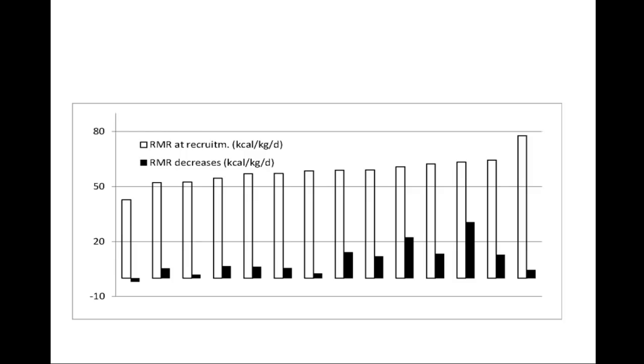Empty columns represent resting metabolic rates, RMR, by indirect calorimetry, in 14 2-year-old infants. Black segments show the RMR decreases in each subject, after 50 days of training the initial hunger meal pattern, IHMP. Mean RMR decreased significantly in the entire group. There is a direct proportion between RMR at recruitment, empty columns, and RMR decrease during IHMP, black columns.